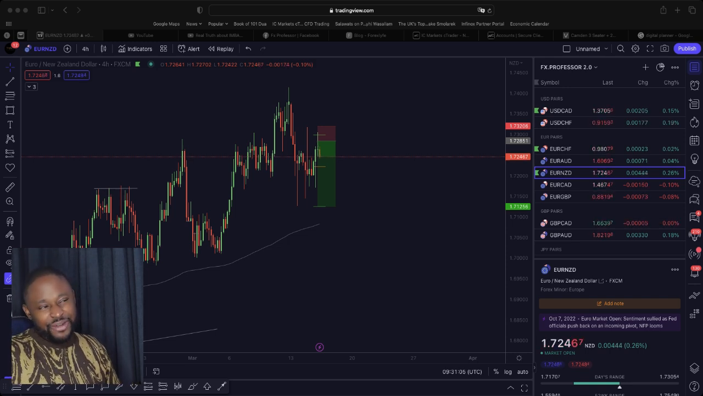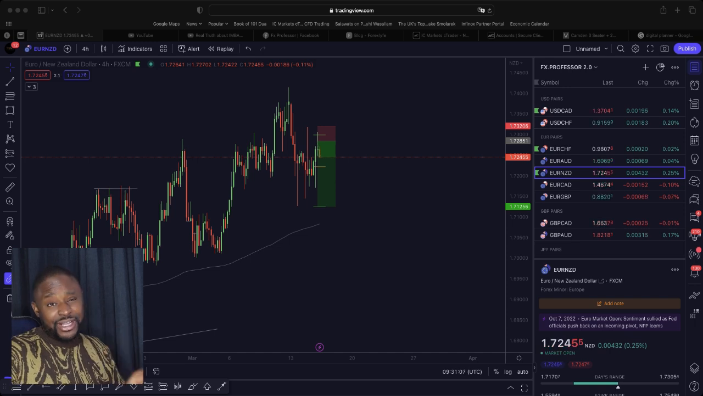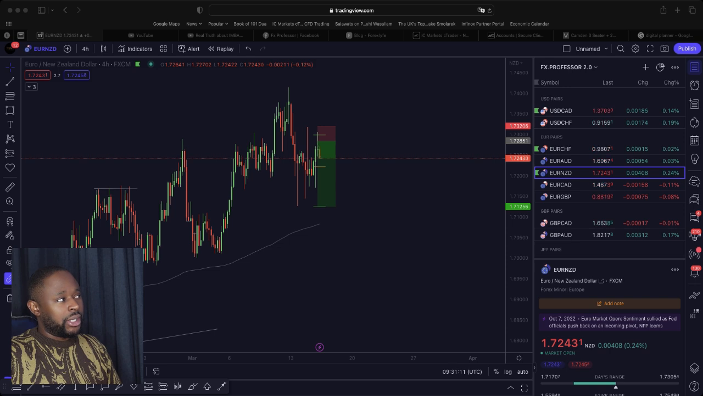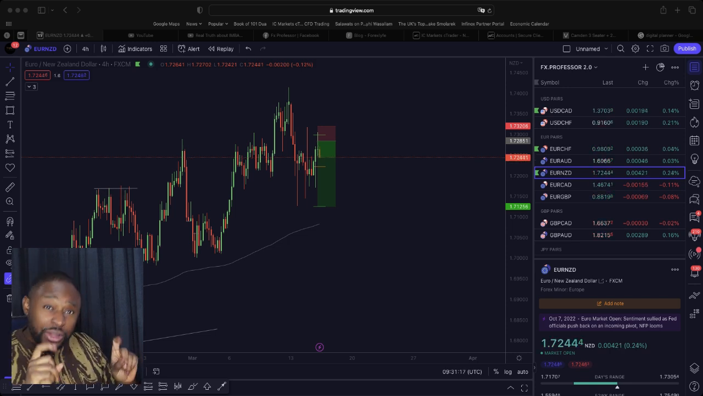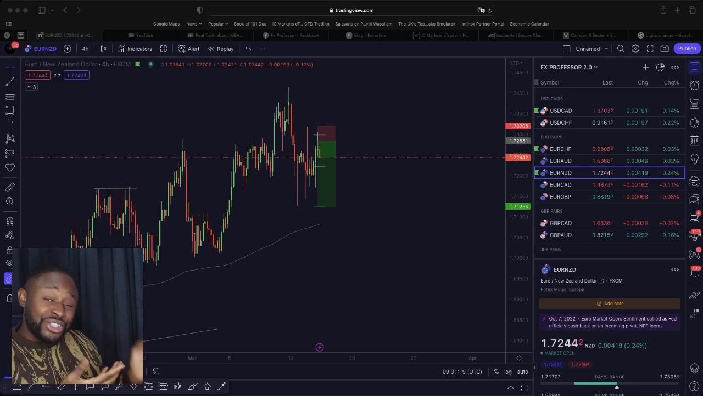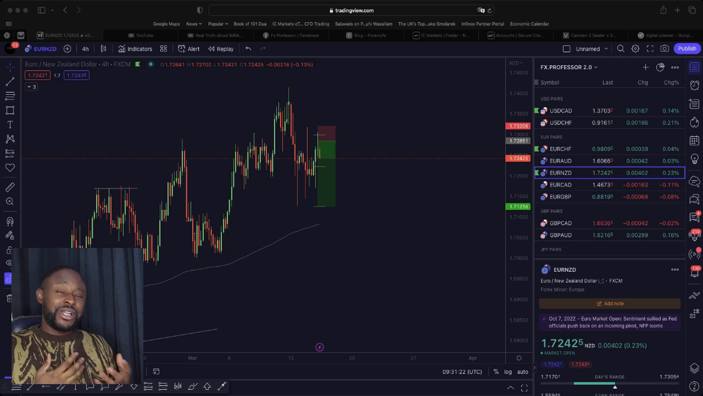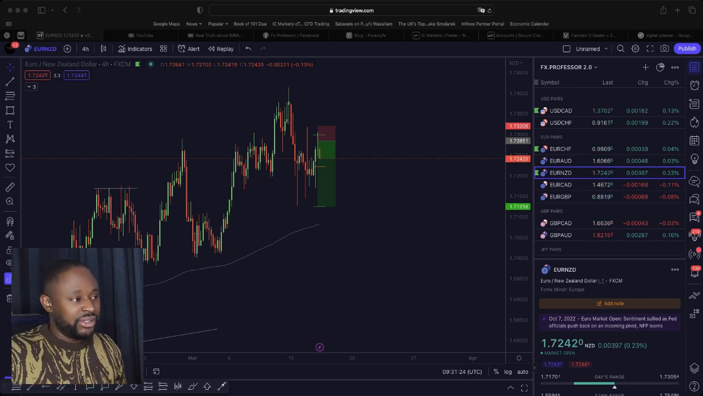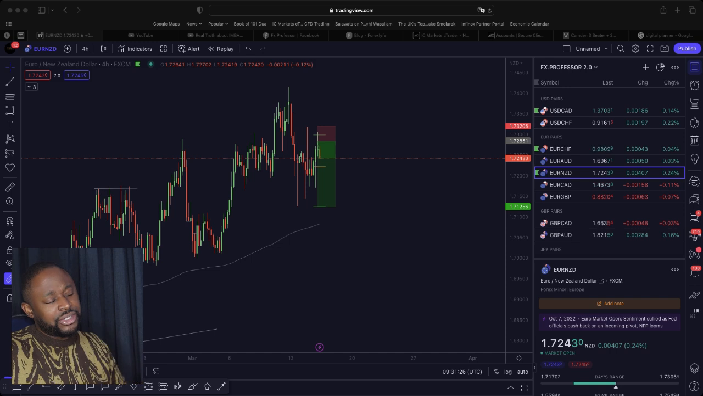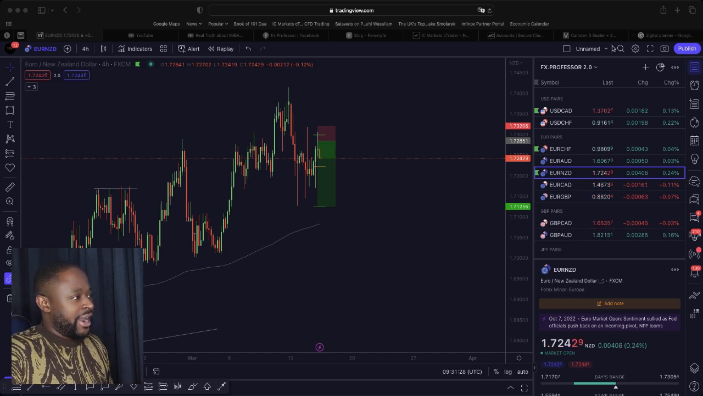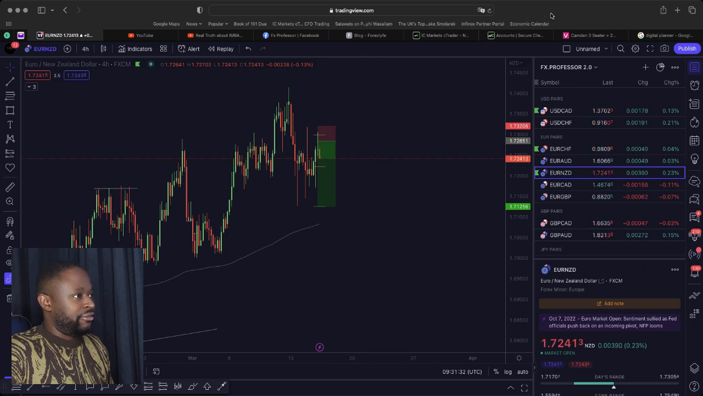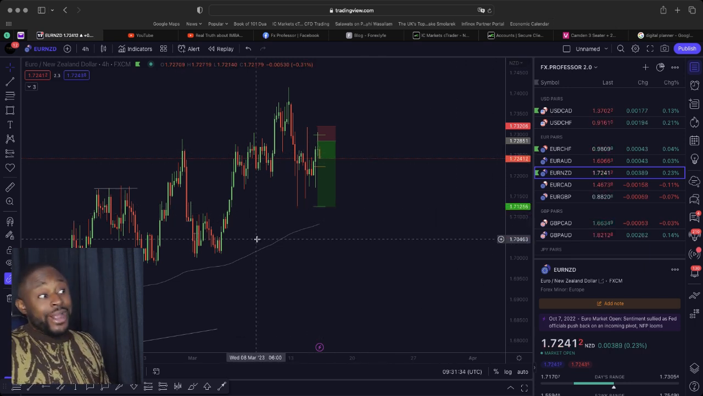How do I use Pivot to support my analysis? So today, I want to show you a live trade that I took like 30 minutes ago, and how I used Pivot in addition with something else to support that analysis. And I will show you guys right now. As you can see on my screen, I have this trade running on Euro NZD.